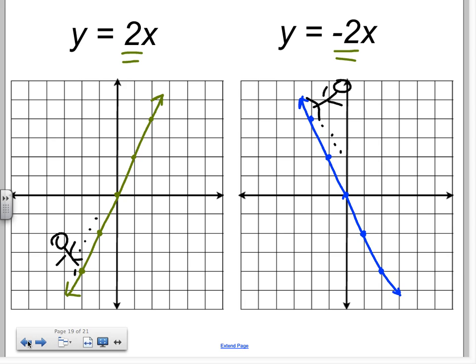If you look at the K values, one thing I'm going to ask you guys to do is take the absolute value of each of those K values. If you notice, the absolute value of 2 and the absolute value of -2 is the same, which means these lines are the same steepness. Look at them. Just one's going up, one's going down.